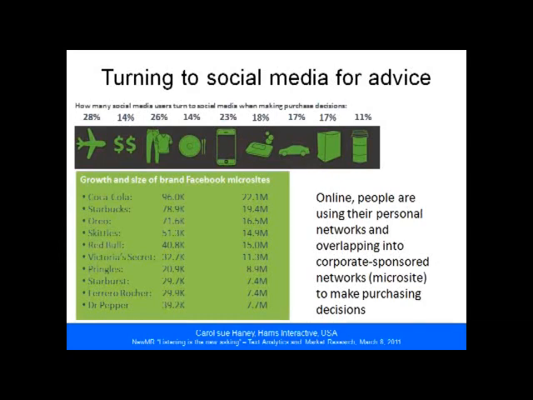Here we see some stats on how many folks online turn to social media when making purchase decisions. Online, people are using their personal networks, and because of the way the networks overlap, they're also using corporate-sponsored networks to make purchasing decisions. So these are the categories here. And then here is the growth and size of brand Facebook microsites. And the increase, this is the daily increase and this is the total. The increase is just exponential. And Coca-Cola isn't actually at the top of the leaderboard. Coca-Cola, I think, is 8th or 9th today.